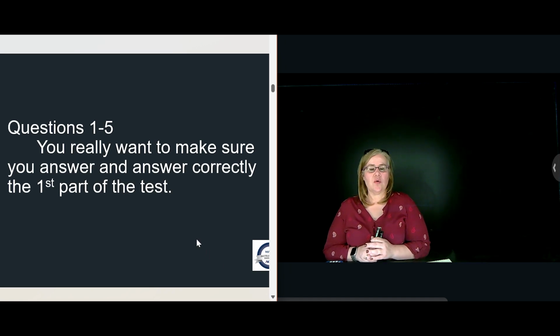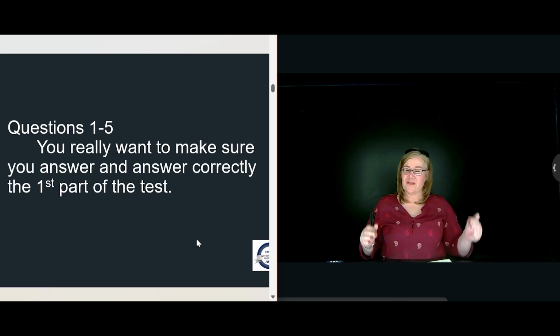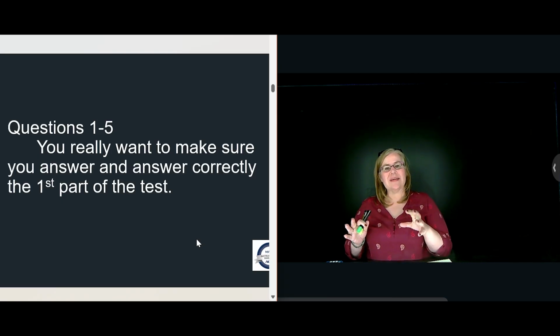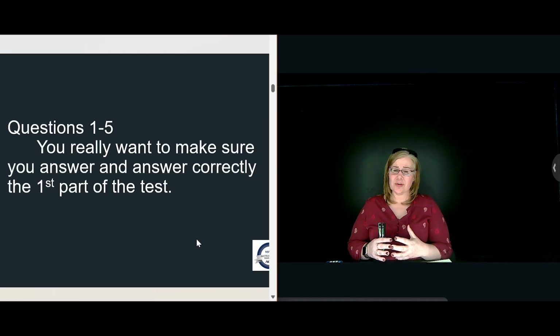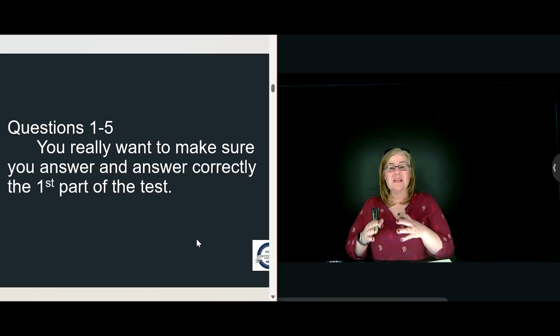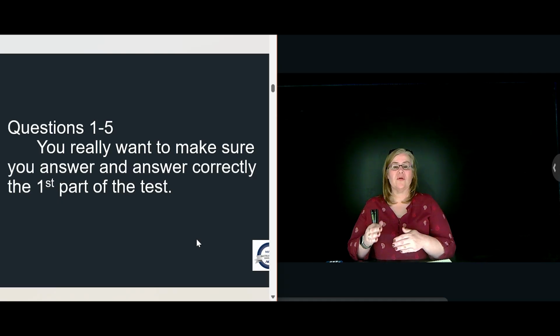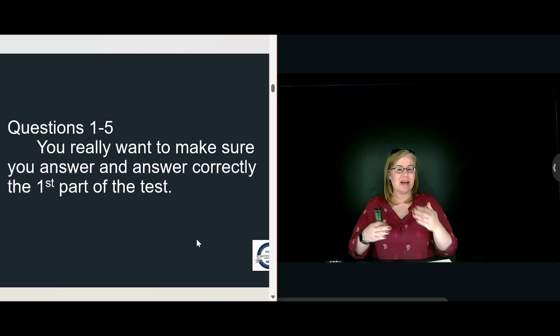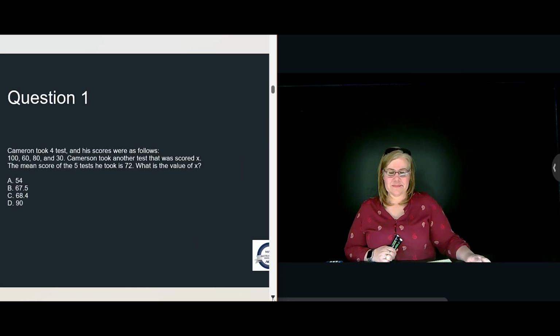All right, so you really want to make sure that you answer correctly this first portion of the test. We know that we do have 45 questions, 50 minutes. So you really want to look at that first 20 to 22 questions to make sure that you've really understood the questions, that you've looked at them, that you've answered them correctly, because that first 20 to 22 questions can really help you get a better score if you're trying to get into that math class or if you're trying to get those ACT scores up to get those scholarships. So let's go ahead and look and see what we've got.